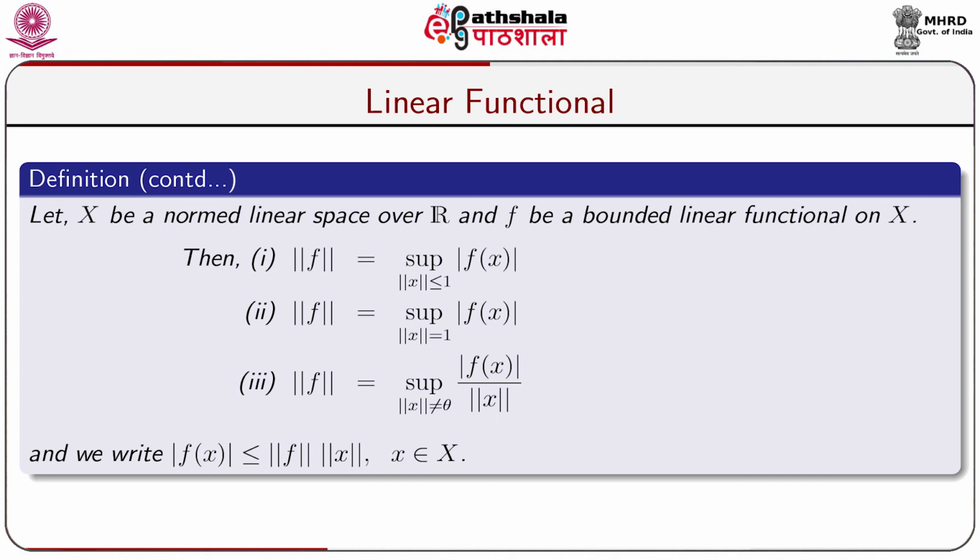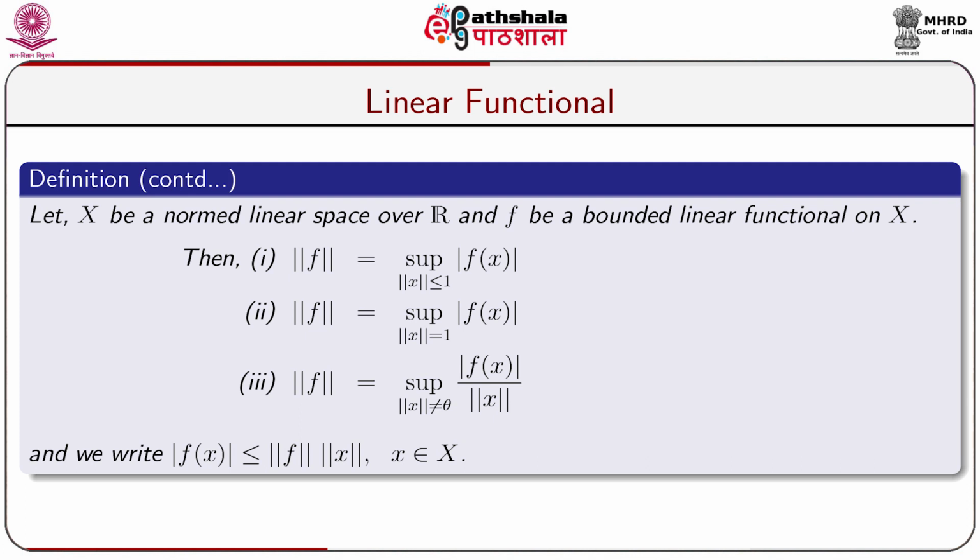Let capital X be a normed linear space over R. Already we know that a functional is an operator whose linearity and boundedness properties are the same as those of bounded linear operators. So, a linear functional f is said to be bounded if there exists a constant capital M such that mod of f x is less than or equal to M into norm of x, where M is some positive constant.